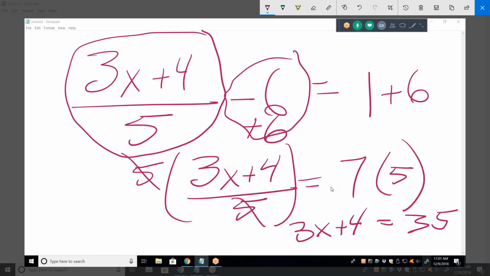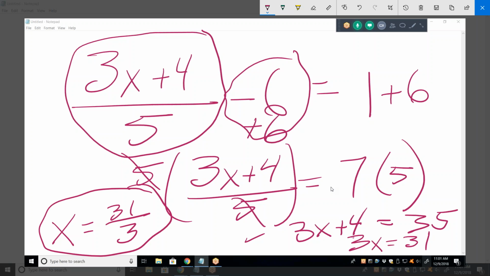What's the next step in solving this equation? There's two things you've got to get rid of, right? What are they? You subtract 4 from 35. Exactly. 31. Get rid of that one first. So now we've got 3x equals 31. And what's the last step? We have to divide. Okay, so we end up with 31 divided by 3. There is the answer.